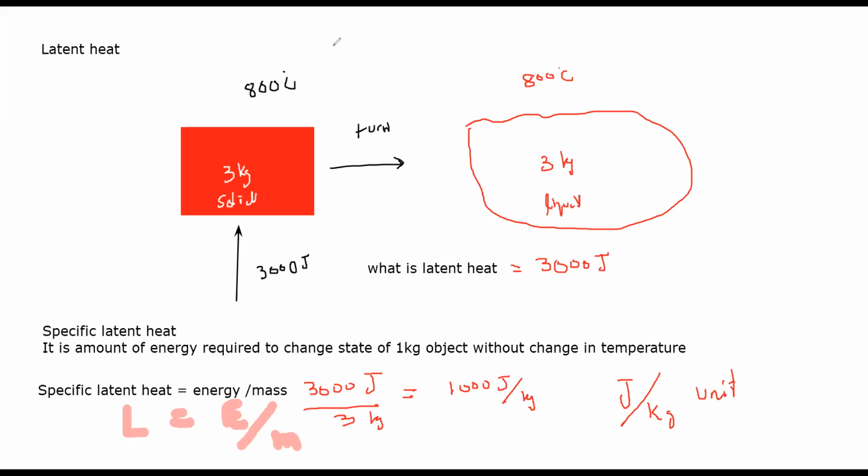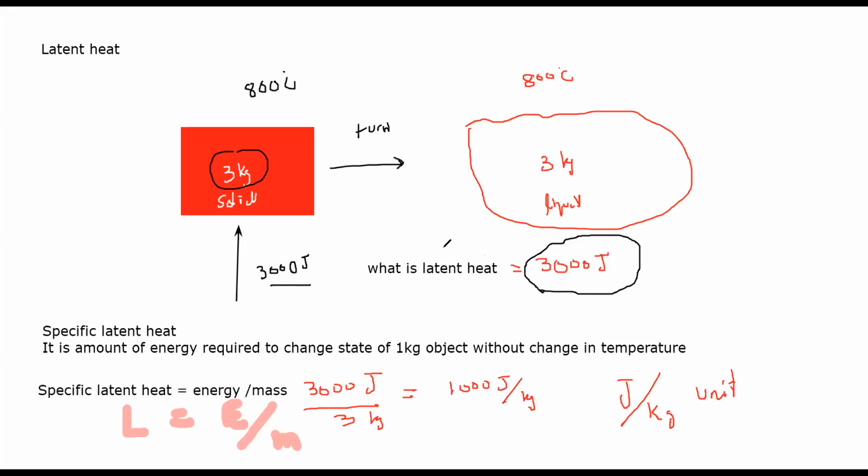Look, the difference between the latent heat and specific latent heat. Latent heat means the total energy required to change the state. For example, you have a 3 kilogram object and you supplied 3000 joules so that you melt all this 3 kilogram solid into liquid. So how much energy is supplied to melt all of the substance? That is called latent heat. But specific latent heat means how much energy is required to change the state of a 1 kilogram object. That's called specific latent heat.